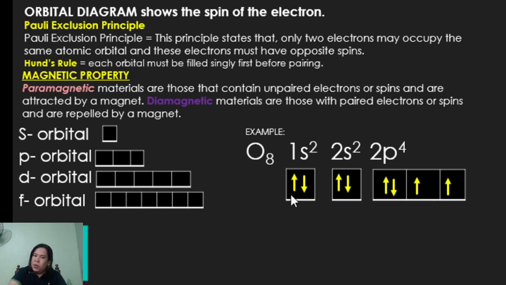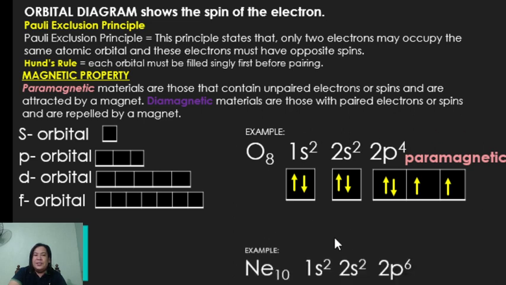So if you go back to this orbital diagram, you can see this is paired. This is paired. Then you have two unpaired electrons because they have no partner. Therefore, this element exhibits paramagnetism, or is paramagnetic.